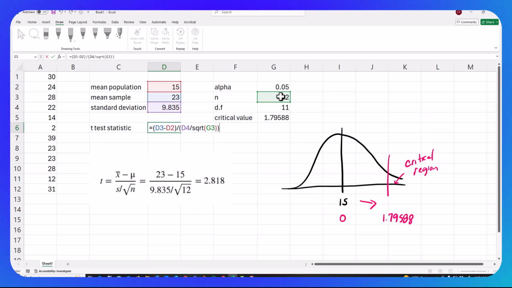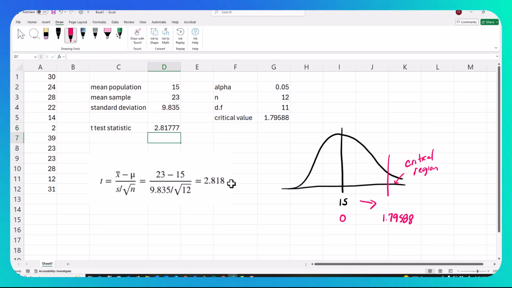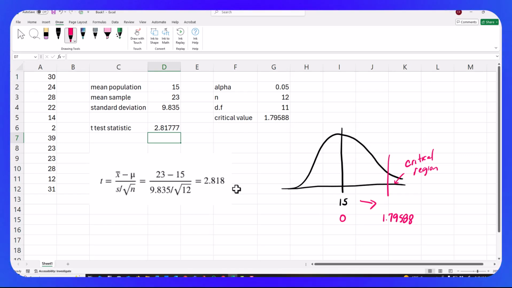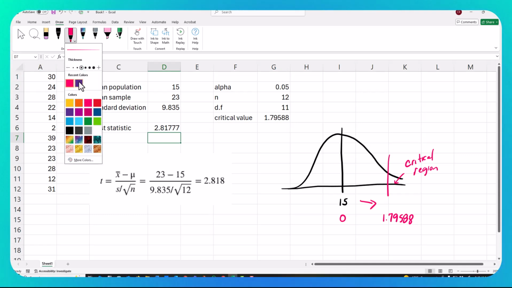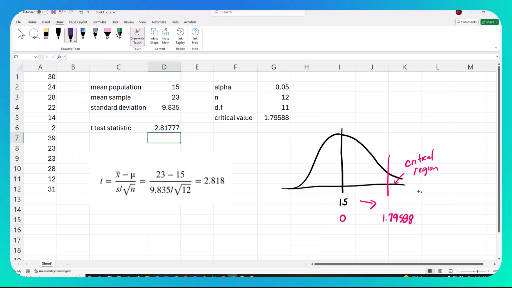Close. Okay, so all I did was the difference in the sample mean and population mean, and we call the bottom the standard error, where you're taking the standard deviation divided by the square root of the sample size. And as you can see, I can get this value. So if I look to see where this value would fall, it would fall definitely somewhere out here.